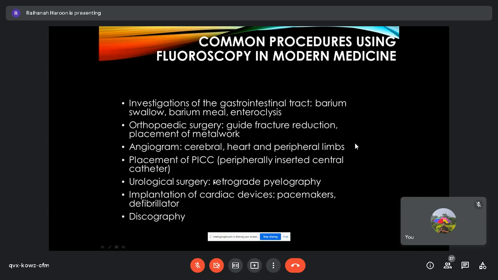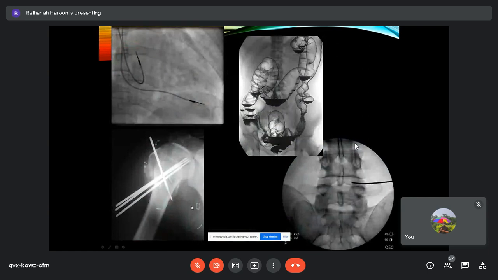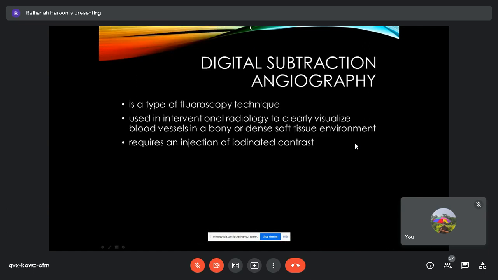And this one, neurosurgery RPG. On our side, we do APG. Please find out what the difference is. And then implantation of cardiac devices, pacemaker, and then discography. So these are the images, pressure reduction. This is discography. This is barium enema, and this is your pacemaker placement.